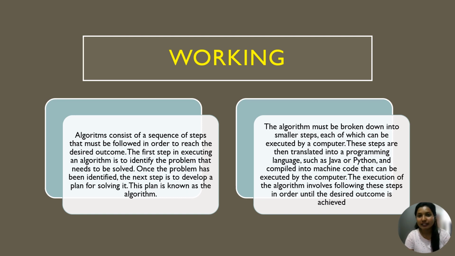Next, the algorithm must be broken down into smaller steps, each of which can be executed by a computer. These steps are then translated into a programming language such as Java or Python, and compiled into machine code that can be executed by the computer. The execution of the algorithm involves following these steps in order until the desired outcome is achieved. This is called the working of the algorithm.